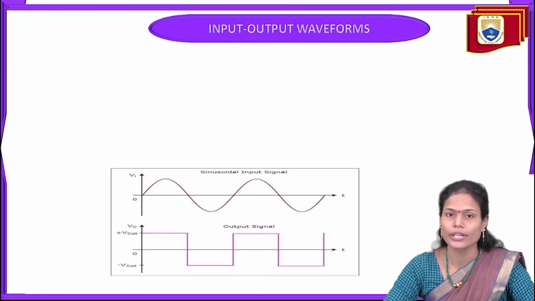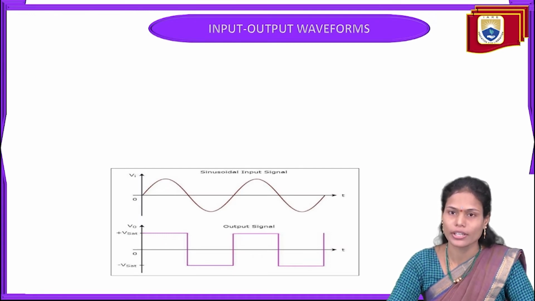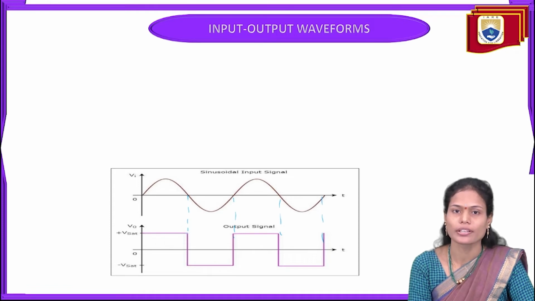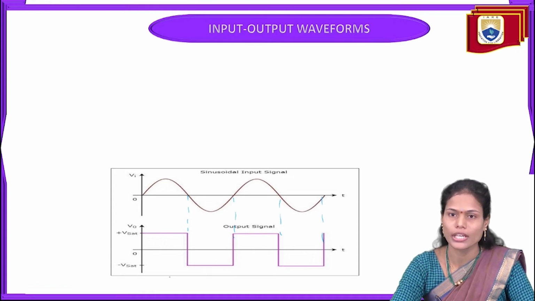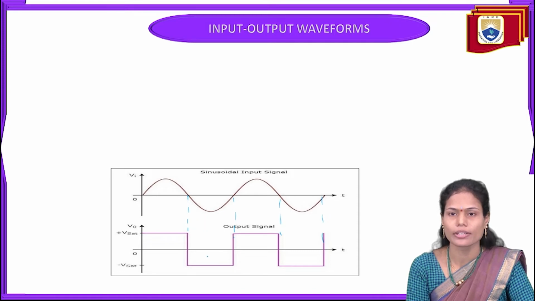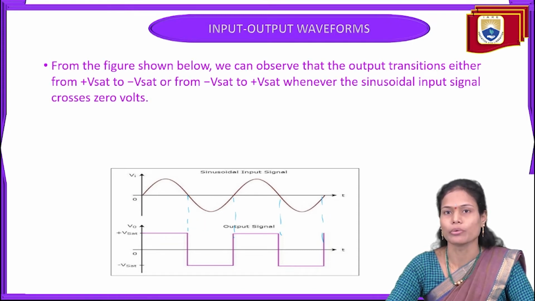So these are the input and output waveforms for the non-inverting comparator. See here, for the positive half cycle of the sinusoidal signal, we are getting plus V sat. In the previous circuit, we got the negative, but here it is positive. Why? Because it is the non-inverting operational amplifier. And for the negative half cycle, it is providing the negative signal only.